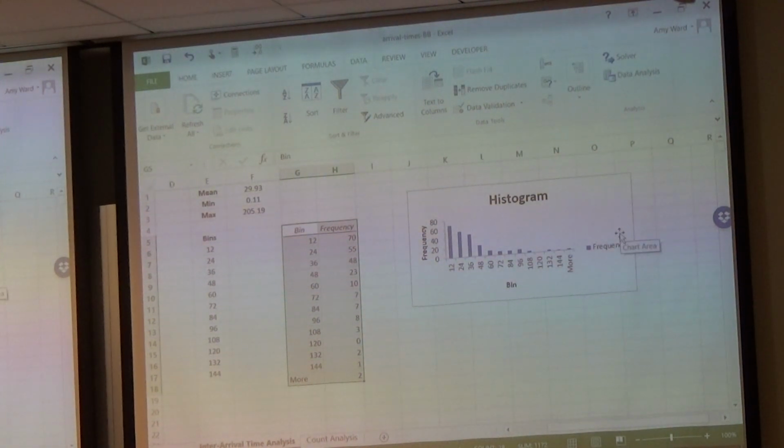And what does your histogram look like? Yeah, looks like an exponential. Okay, so if I think about the inter-arrival time, the time between customer arrivals, that's following an exponential distribution. So that's my observation number one. I've got an exponential distribution if I look at time between arrivals.